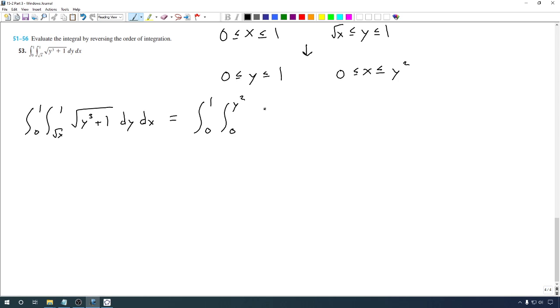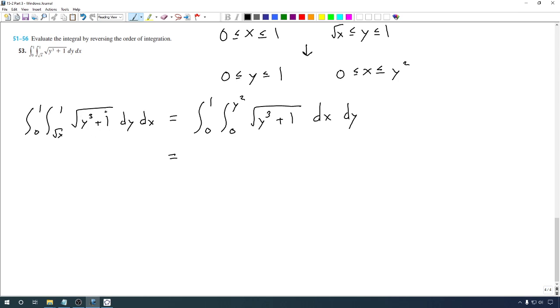That doesn't change our integrand. We still have the square root of y cubed plus 1. But now we're integrating with respect to x first, and that might make all the difference. Or at least we're hoping it will make all the difference. And so these two things should have the same value.